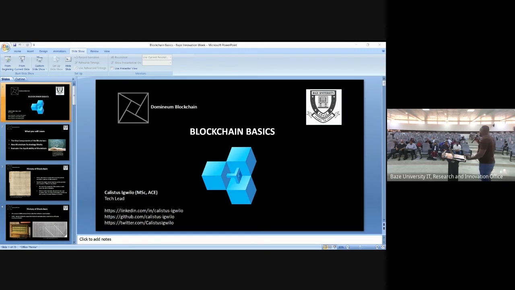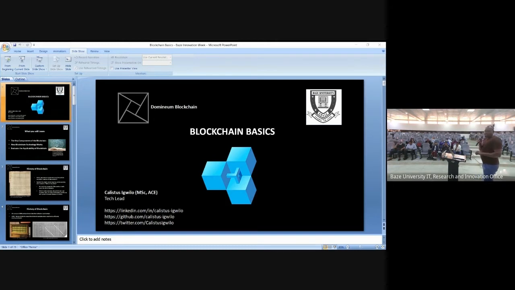But here was the paper that started everything. If you look at it, I highlighted the first point of the first part. It said, a purely peer-to-peer version of electronic cash would allow online payment to be sent directly from one party to another without going through a financial institution. And that's the crux. That's what makes the blockchain what it is. There is no central authority.